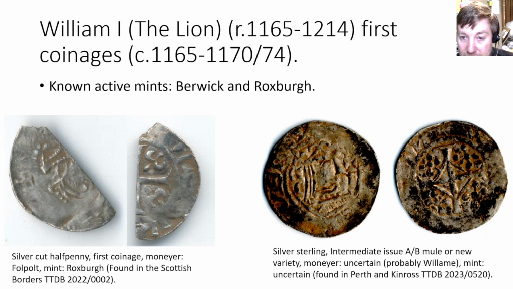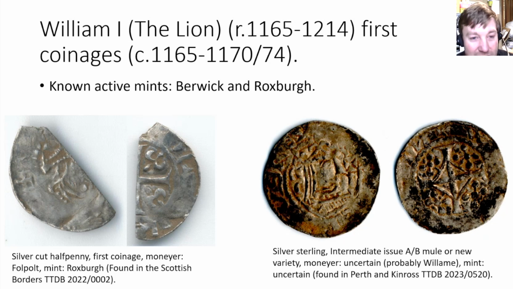And so William's other type in his first coinages, the intermediate type, features this new design, which is a lozenge on a cross with a cross of five pellets on the reverse. And generally with this type, the intermediate B type, it generally has a crown bust facing left. Again, new varieties such as this one are coming up all the time. Because we don't know a great deal about this coinage as of yet, we don't know if these new varieties are a new type of intermediate issue, or are they mules between two existing types. It's one that requires more finds, basically.